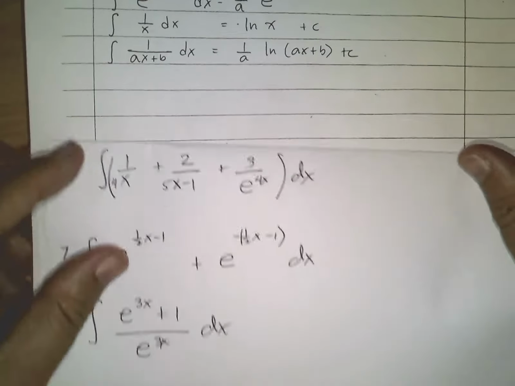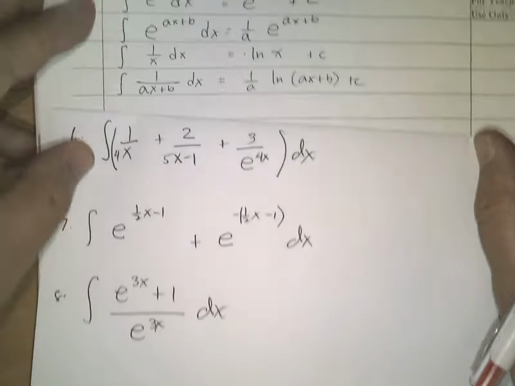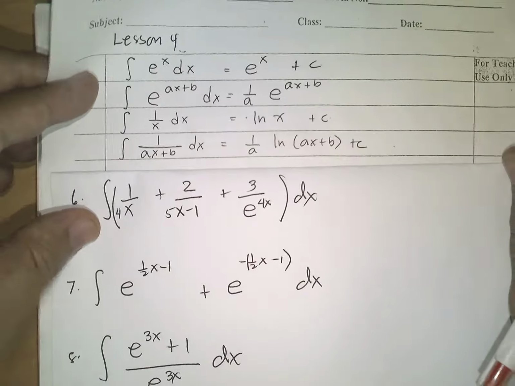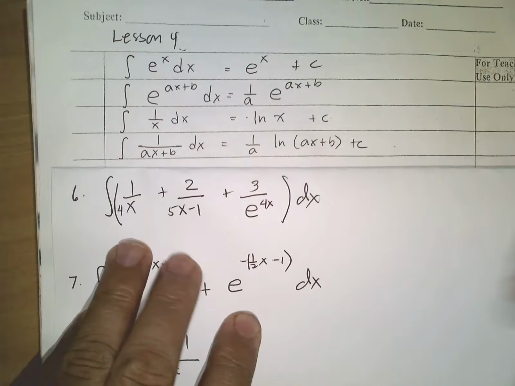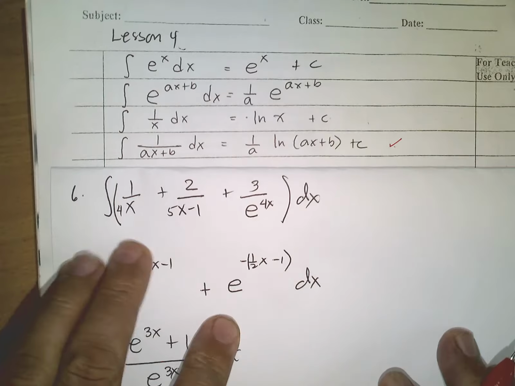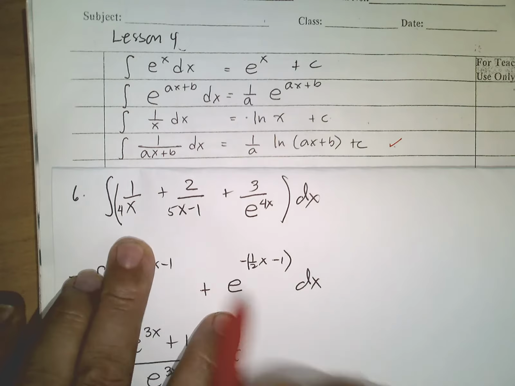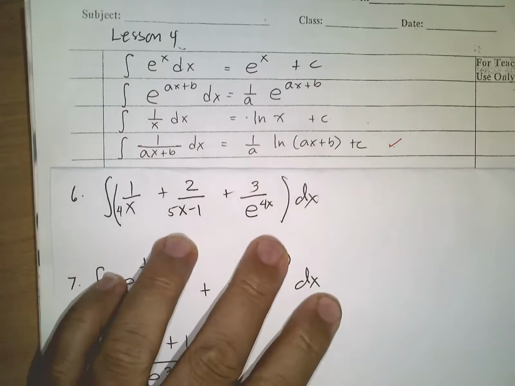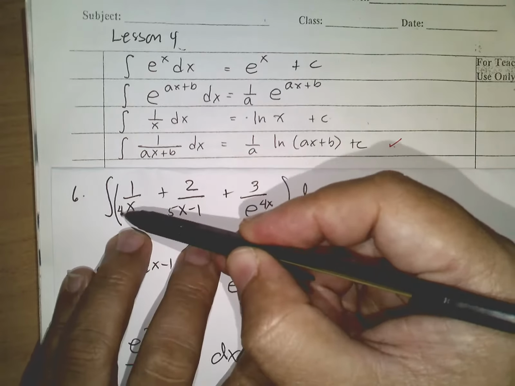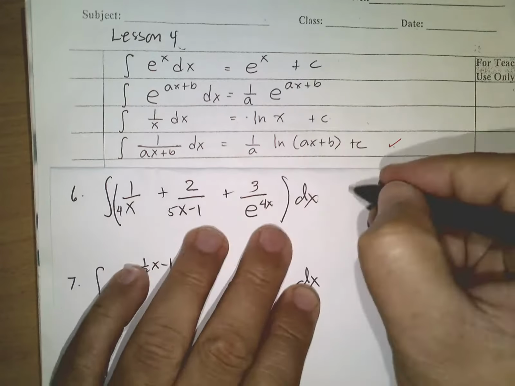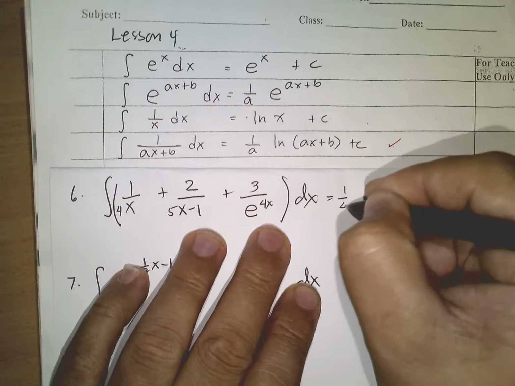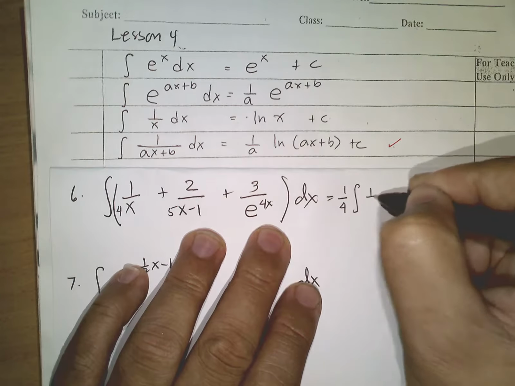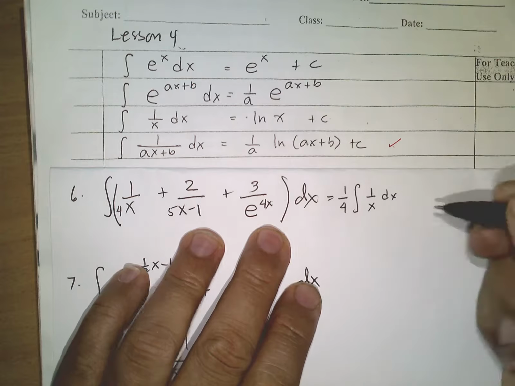So for number 6, again, let's try to look at our formula. It says there 1 over 4x. So basically it follows this formula number 4. So 1 over 4x, we need to take the integral of each term. So I can put this 4 outside. Okay, so I can have it like 1 over 4 integral of 1 over x dx.